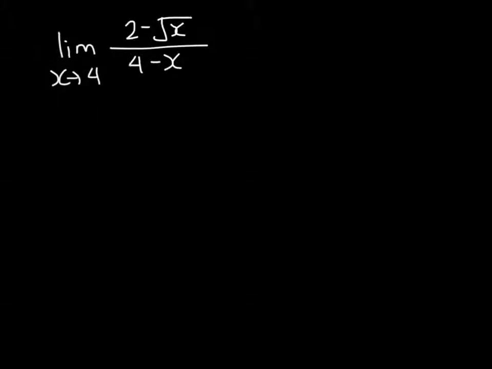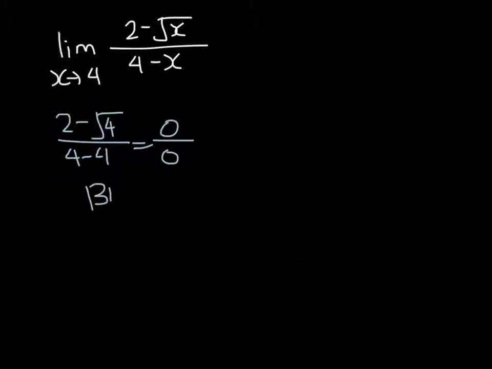The limit as x approaches 4 of (2 minus the square root of x) over (4 minus x). We always want to try to plug it in first. So if we plug it in here, we get 2 minus the square root of 4 over 4 minus 4, or 0 over 0, which, as we've said before, is bad. In this case, we can't factor either the denominator or the numerator, so we can try multiplying by the conjugate.